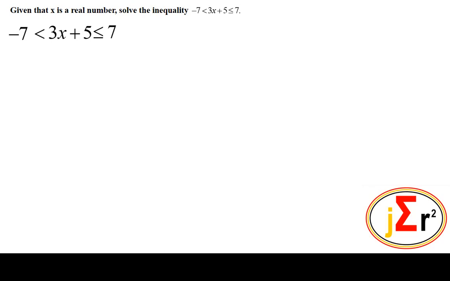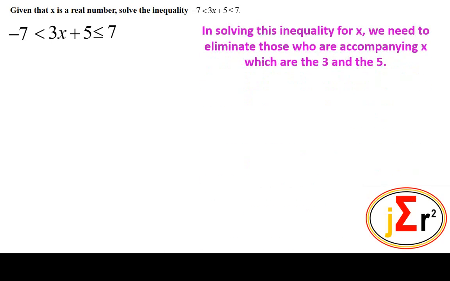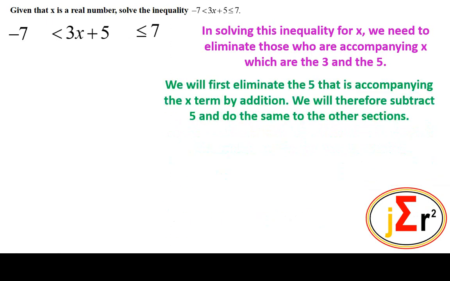There is our inequality. In solving this inequality for x, we need to eliminate those who are accompanying x, which are 3 and 5. We need to eliminate 3. We need to eliminate 5. We will first eliminate the 5 that is accompanying the x term by addition. As we can see right here, plus 5. 5 is accompanying the x term by addition. We will therefore subtract 5. So here we need to eliminate this 5 by subtracting 5.